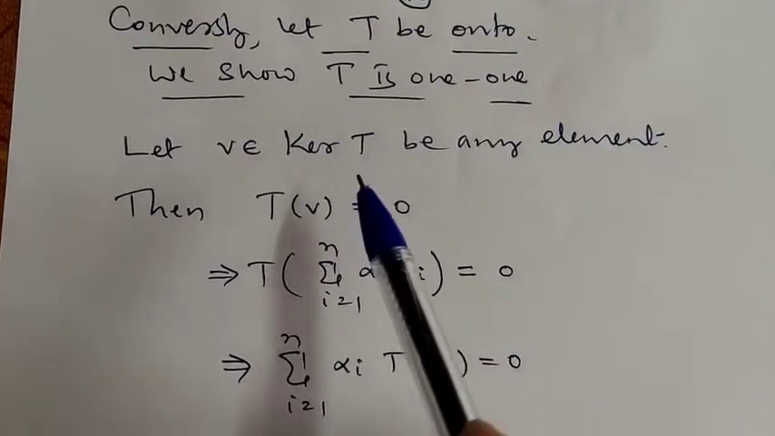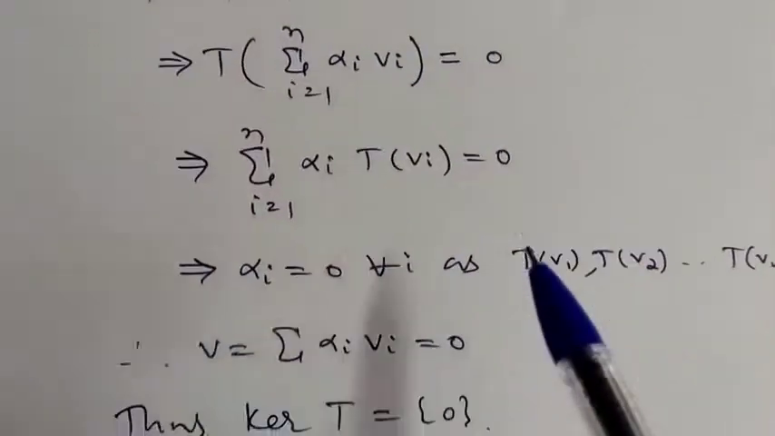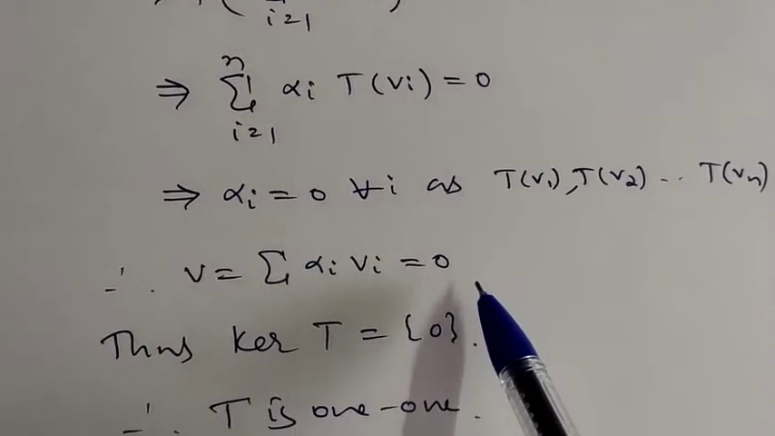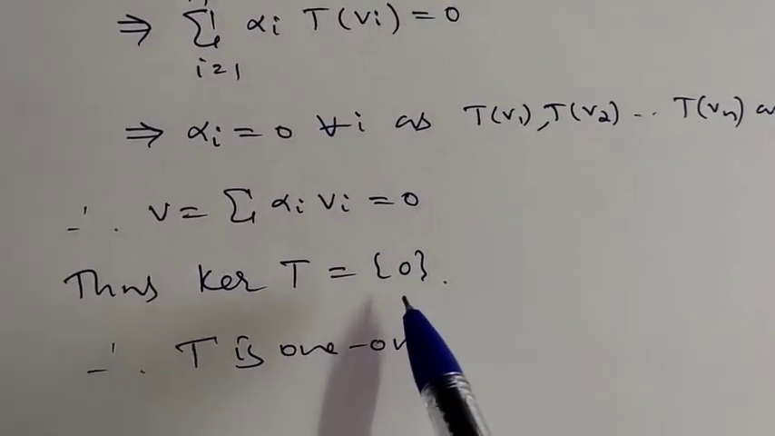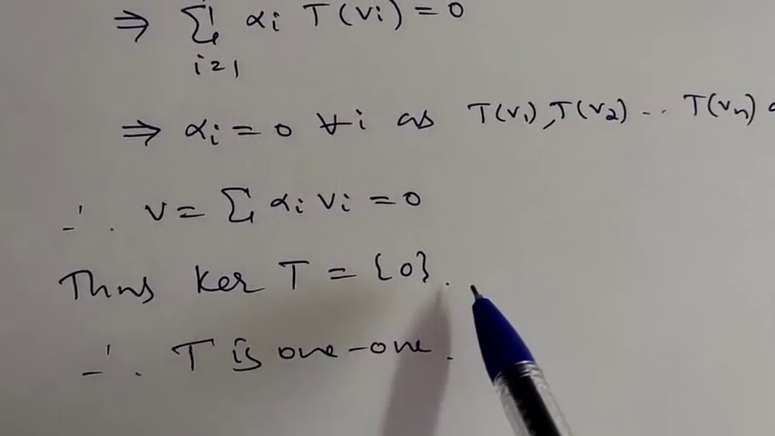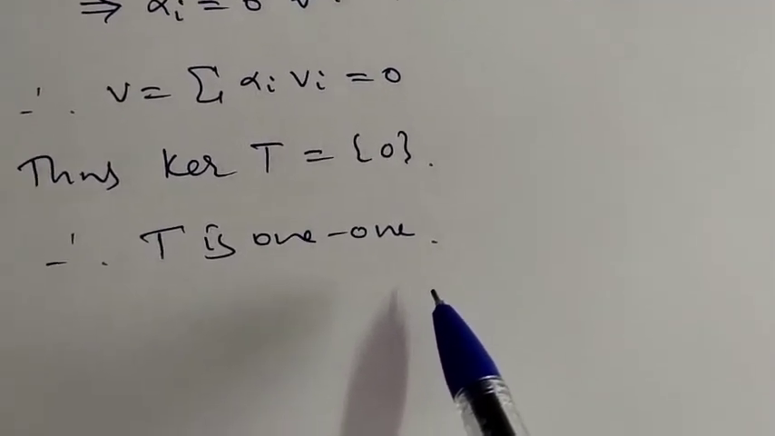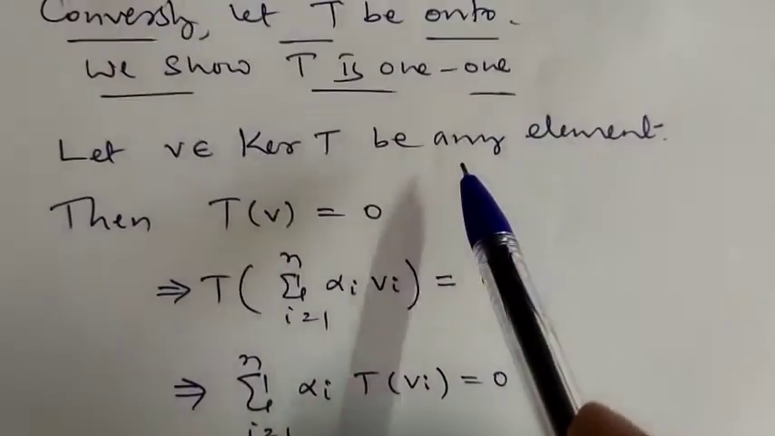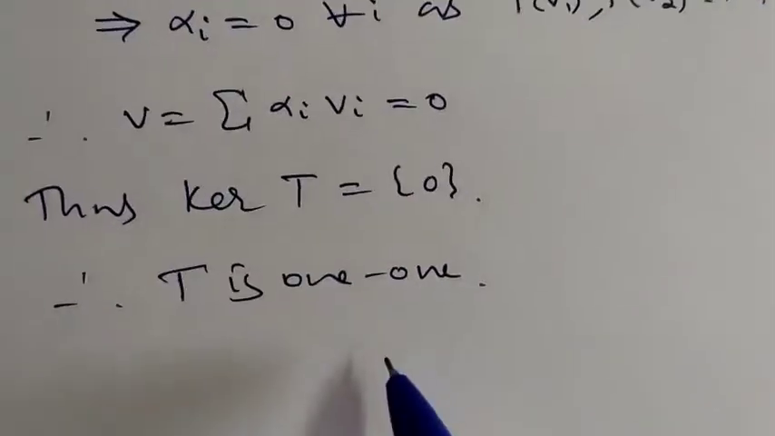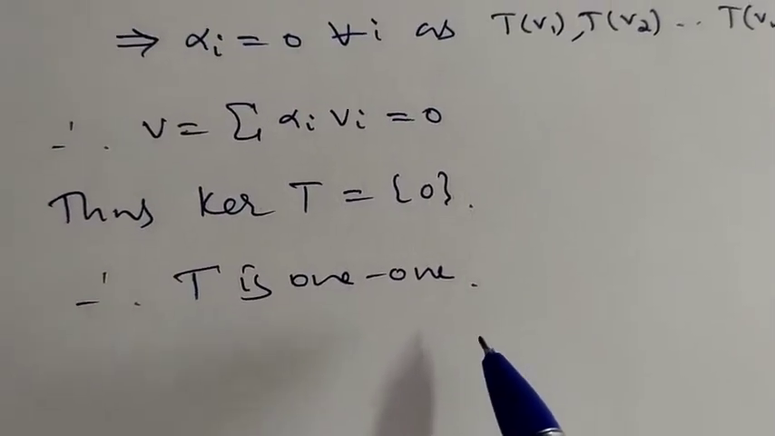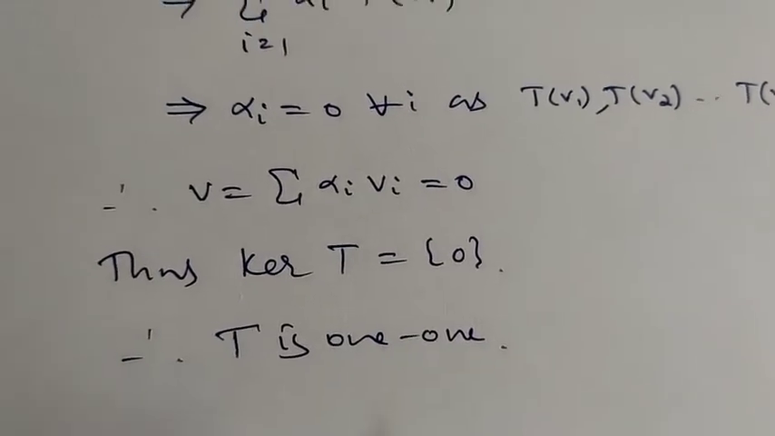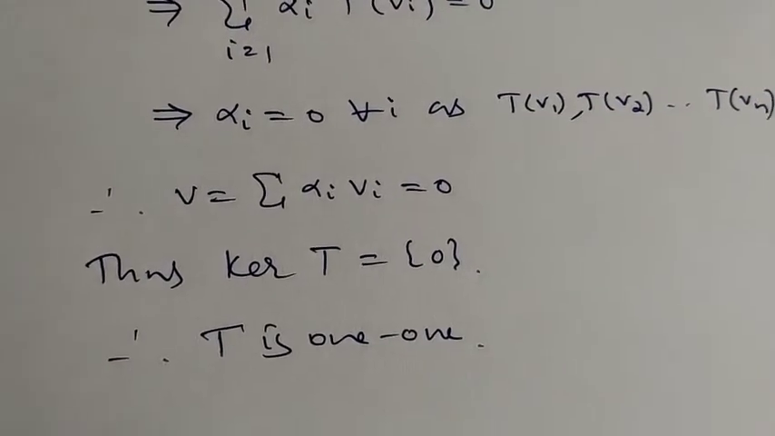Now v is taken to be an arbitrary element in the kernel of T, and we have shown it to be 0. Therefore, the kernel of T is 0. If the kernel of T is 0, then we can declare that T is 1 to 1. Okay, understand this? So we have assumed that T is onto, and we have shown that T is 1 1. Thus, the transformation T belonging to A of V is 1 1 if and only if it is onto.